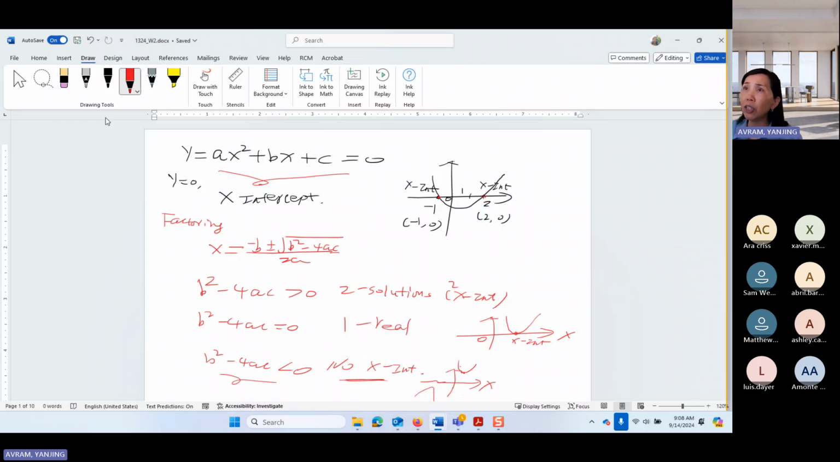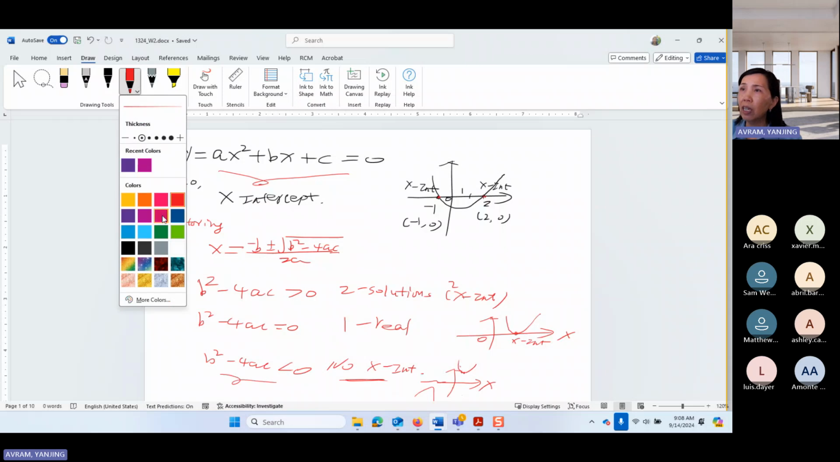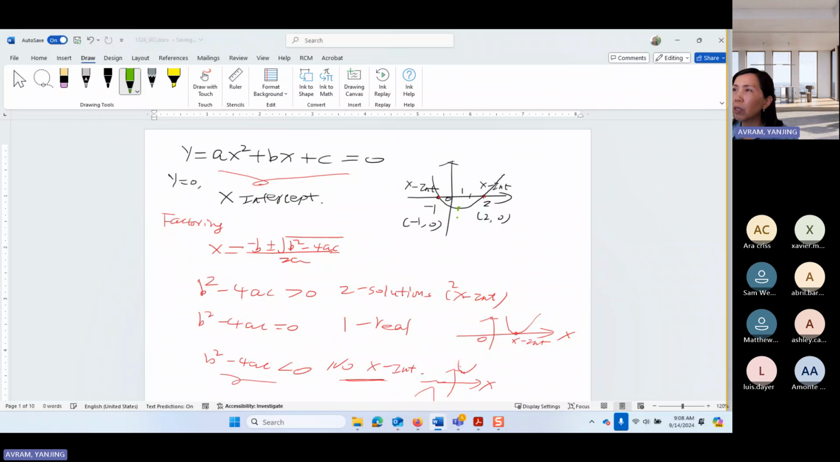The other one, not to be confused with this one, is the vertex. This is the lowest or the highest point, and it is called the vertex. In this kind of situation, you have the vertex right here, and you have the vertex right here.